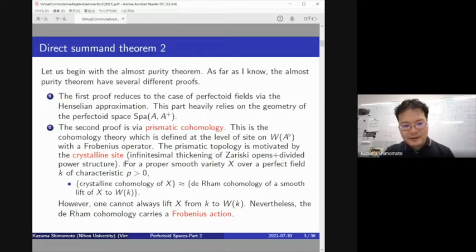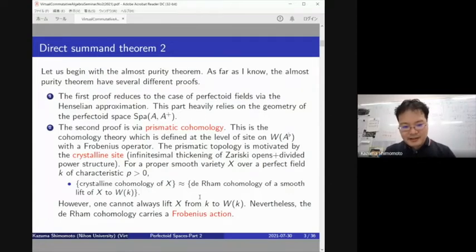Here's a slogan. For a proper smooth variety X over a perfect field K of characteristic p, crystalline cohomology of X is roughly the de Rham cohomology of a smooth lift of X to the Witt vectors of K. Namely, X is a variety over K, and if you have a deformation or lifting of the variety to some smooth scheme over the Witt vectors, then crystalline cohomology is just de Rham cohomology. But unfortunately, this is too naive because, first of all, we cannot expect to find a lift of X from the residue field to the Witt vectors.